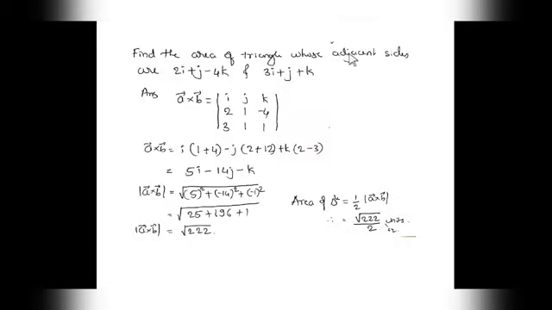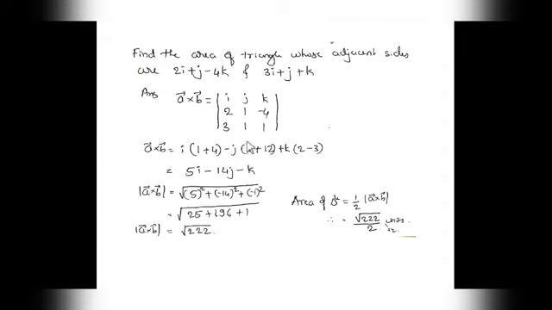Find the area of triangle whose adjacent sides are 2i plus j minus 4k and 3i plus j plus k. Again they have given two adjacent sides. Let's take this as vector A and this one as vector B. Vector A cross vector B will be equal to determinant of first row i j k, second row coefficients of i j k in the vector A 2, 1, minus 4, and the third row should be the coefficients of i j k in the vector B, that is 3, 1, 1.